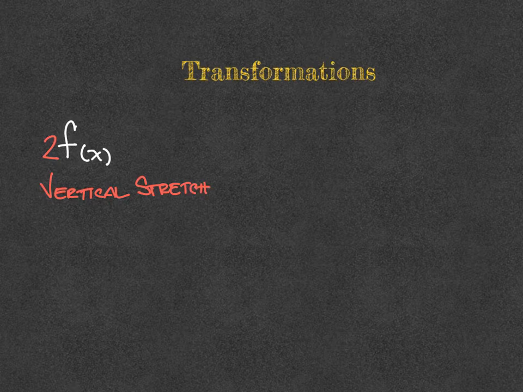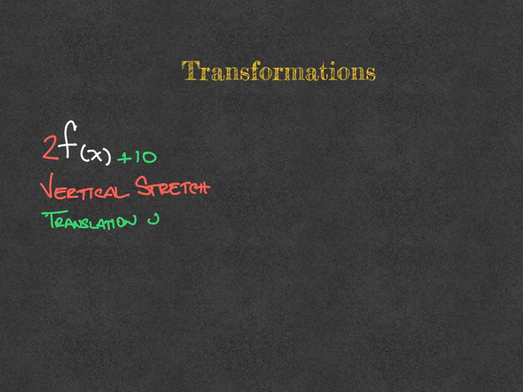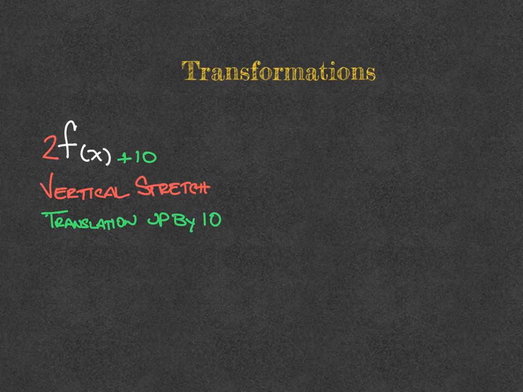Okay? Now, let's say that this is not the only transformation that we have, the only change that we have. Let's say that we have a plus 10 at the end. Well, I know that when I have an addition to the whole thing or outside of the parentheses, this will be actually a translation up by 10. Because every time that we move up, down, left, or right, we can say how much we're moving. That's why I'm saying in this case it's a 10, it's up by 10.